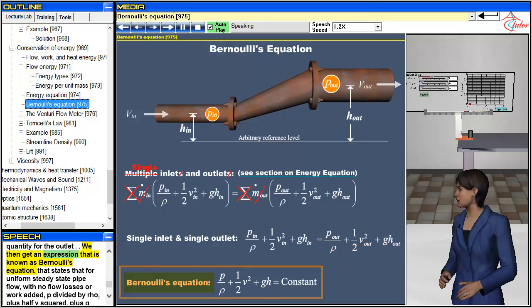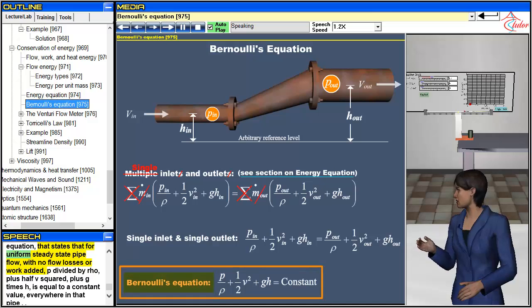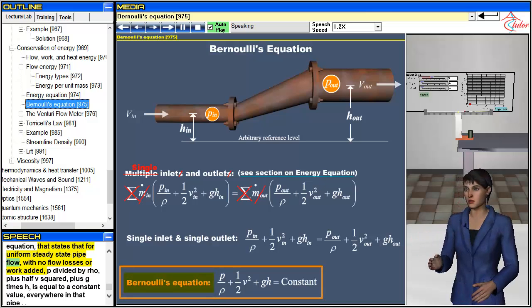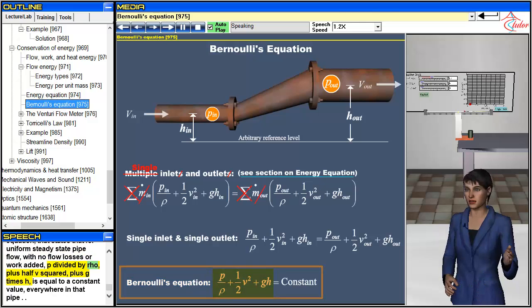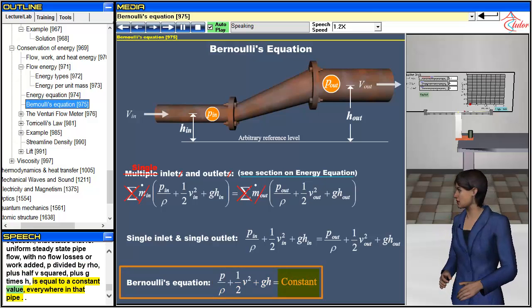We then get an expression that is known as Bernoulli's equation that states that for uniform steady-state pipe flow, with no flow losses or work added, P divided by ρ plus half V squared plus g times h is equal to a constant value everywhere in that pipe.